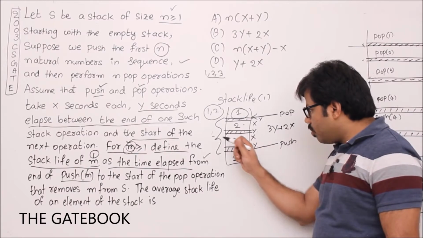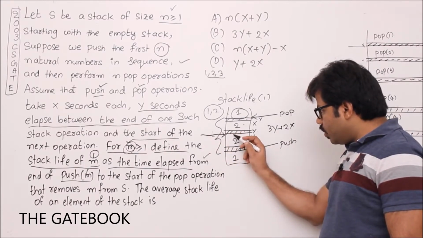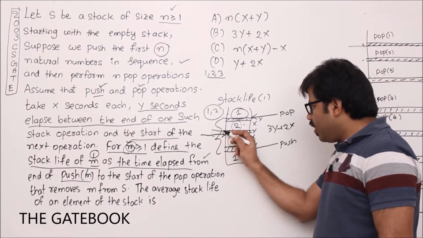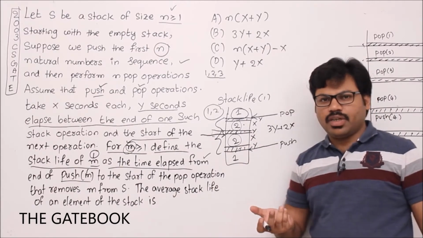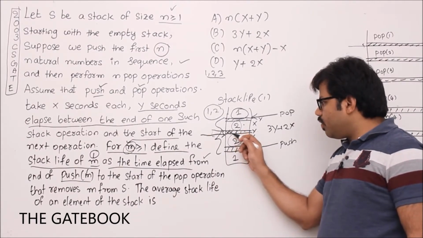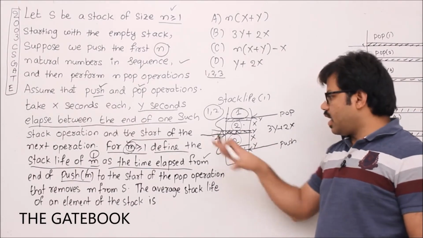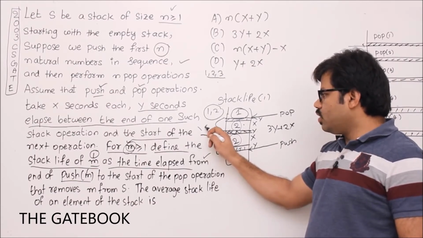What is the end of the push operation? This one, right? At the end of the push operation, we push 2 here, and we pop to here. What is the start of the pop? Immediately, right? We pushed it, immediately we popped it, since it is the recent element. Then how much delay do we have in between? Only y. That is the only time. So 2 was happy living in the stack. So I can say that the lifetime of element 2 is only y.